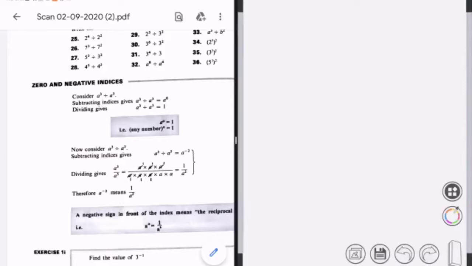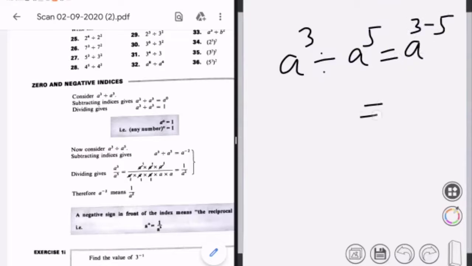Subtracting indices. For example, if here a power 3 divided by a power 5, it will be a power 3 minus 5, a power minus 2. The minus sign will come down in the denominator. This is the main method we will follow.